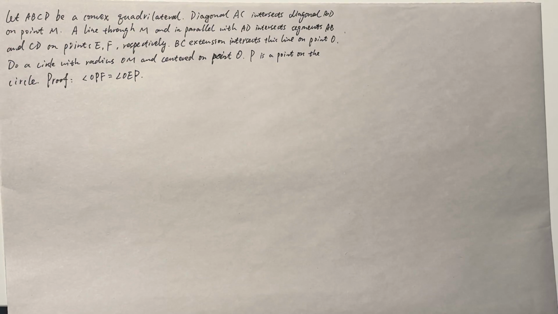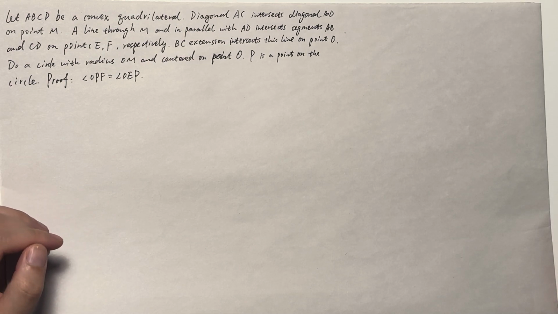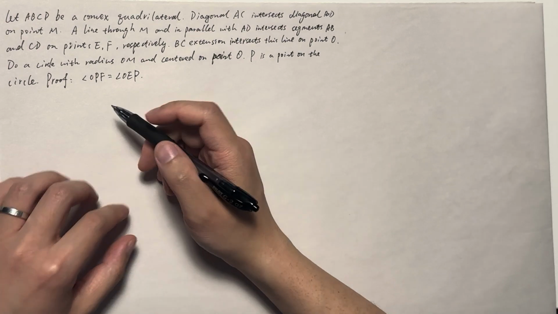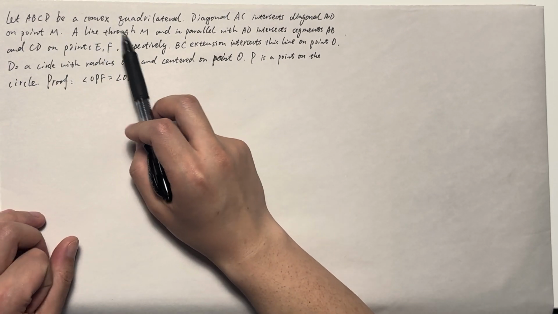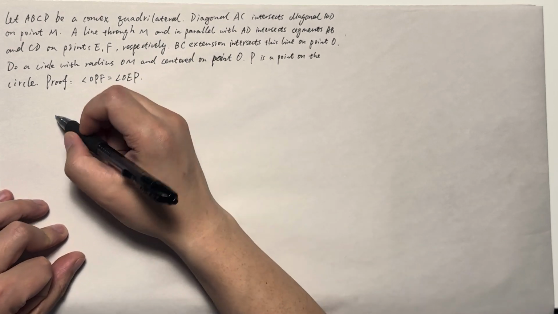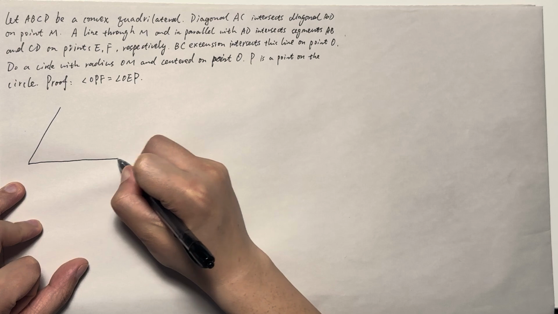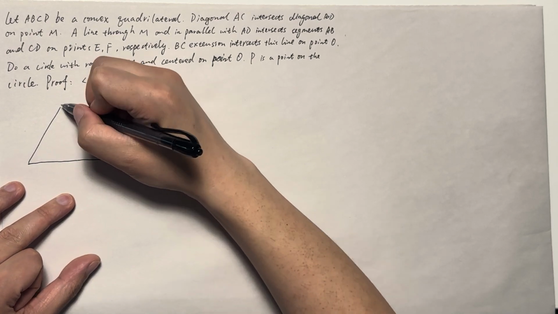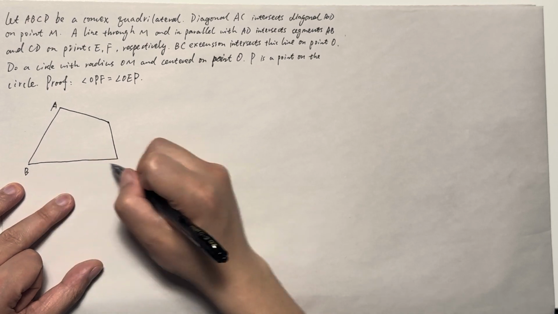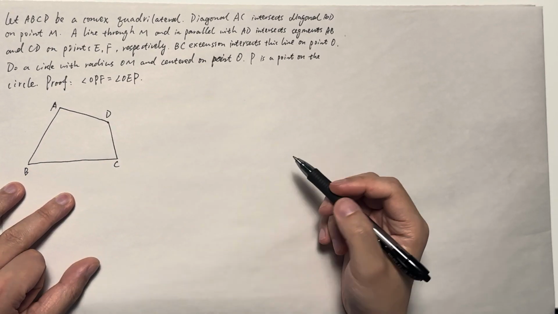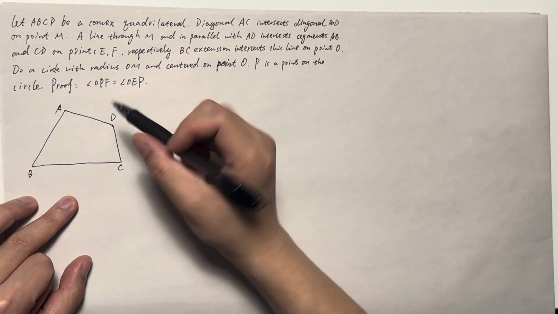Today we're going to learn another example of using the Menelaus theorem. Let's see the problem. Let ABCD be a convex quadrilateral. Let's draw that. A, B, C, D. Diagonal AC intersects diagonal BD at point M.